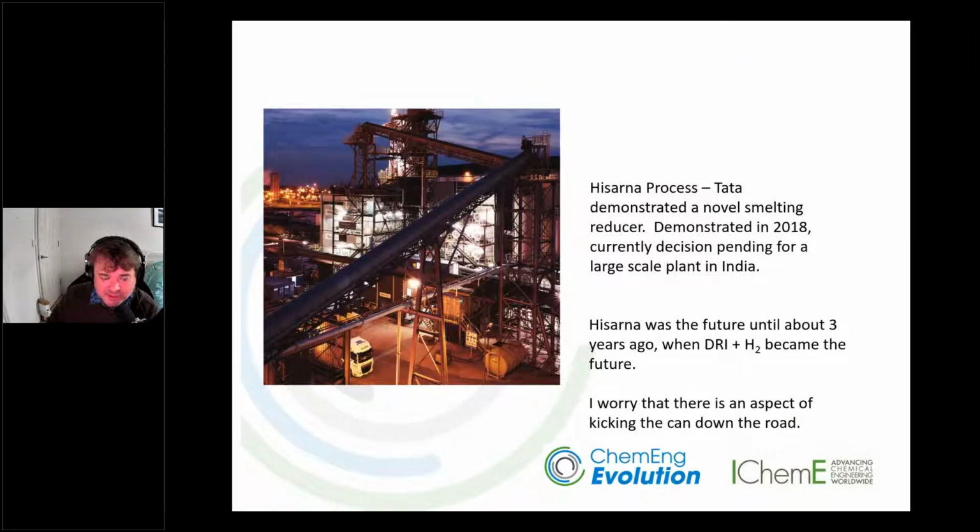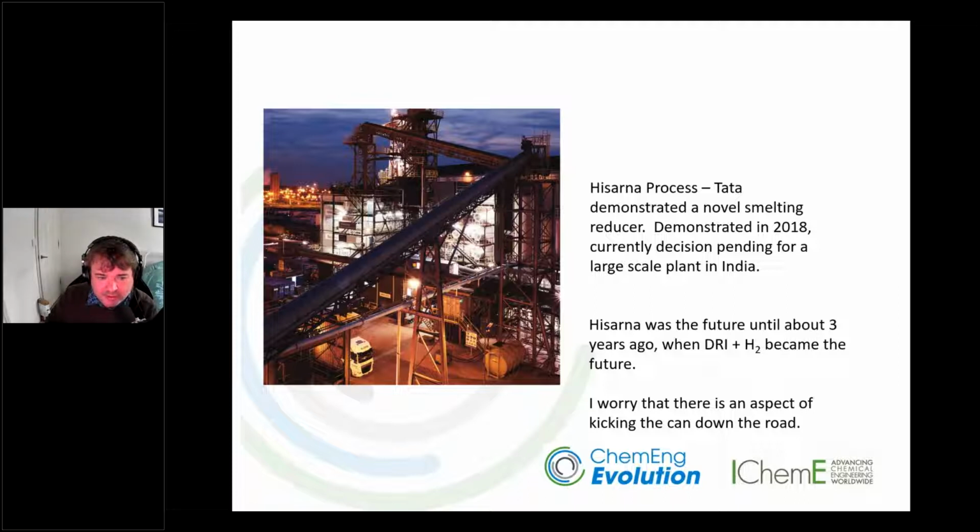Now, this is what used to be the future of steel. It's the HIsarna process. Tata here is demonstrating what was a novel smelting reductor. It was demonstrated in 2018, and they're currently decision pending for a large-scale plant in India. HIsarna was the future of steel making until about 3 years ago, when DRI and hydrogen became the future. Basically, the costs of hydrogen have been plummeting, so people are thinking more about using hydrogen in the future.